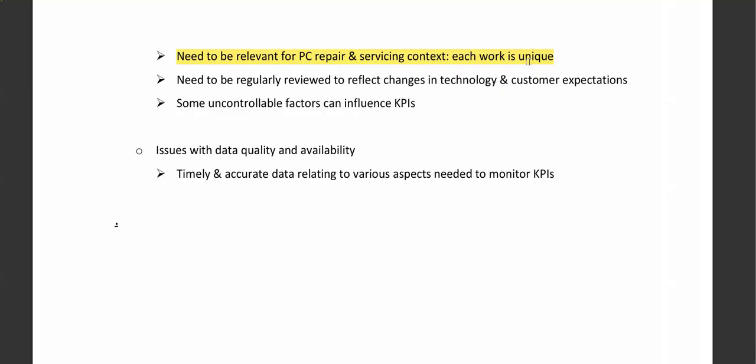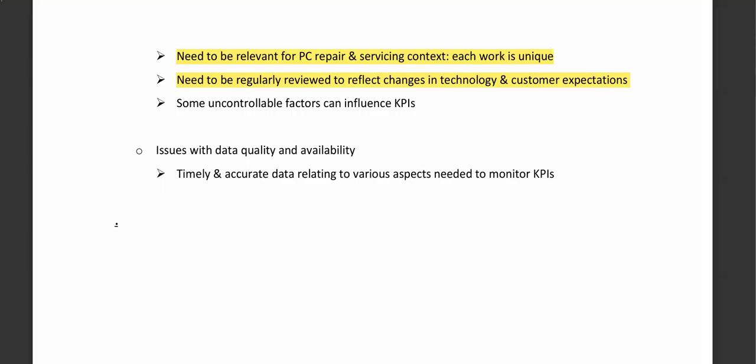So you can't judge the operations based on a set of KPIs, and you need to have some flexibility. And from time to time, you need to review and reflect these KPIs based on developments in technology and even customer expectations. For instance, operational KPIs. You acquire a new technology, and that technology can improve diagnostics, and you might expect a faster service from the operational team.